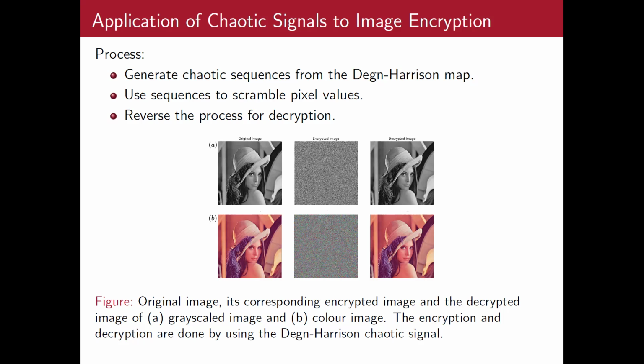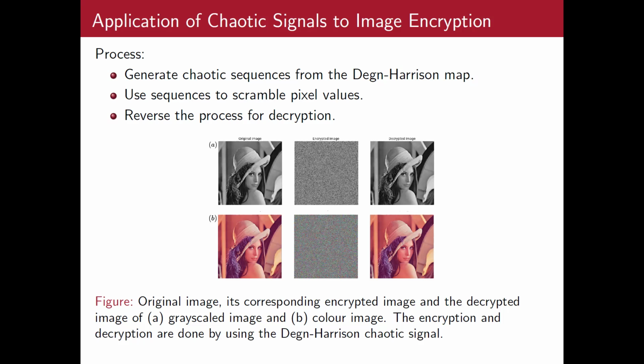Chaotic systems like the Degn Harrison model are highly sensitive to initial conditions and system parameters. Even a small change in the input causes significant differences in the output. This makes it extremely difficult for attackers to predict or reverse engineer the decrypted data. Unpredictability and nonlinear dynamics of the chaotic system provide robust security by scrambling the pixel values in a non-reversible way without the correct decryption.